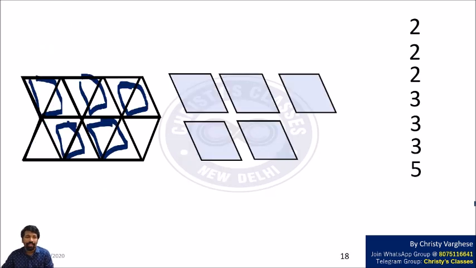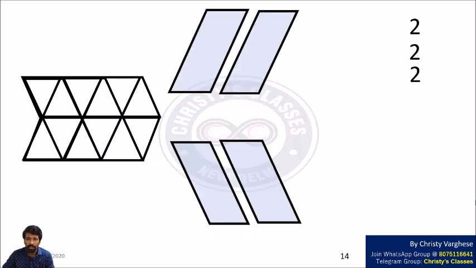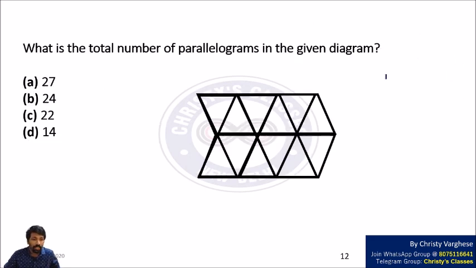Yeah, I totally agree. At the time of the exam, this may be a confusing question, because if we miss one set of parallelograms, you may get a wrong answer, and that wrong answer may be there in the answer options also. If you miss these three parallelograms, you will get 24, and 24 is there in the answer options, or any other 3 set. So be very careful in this.